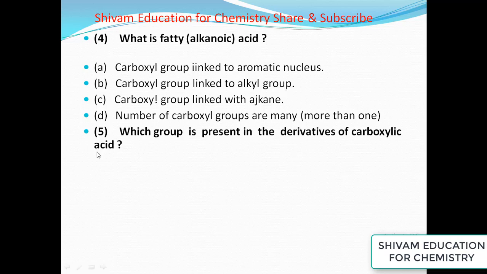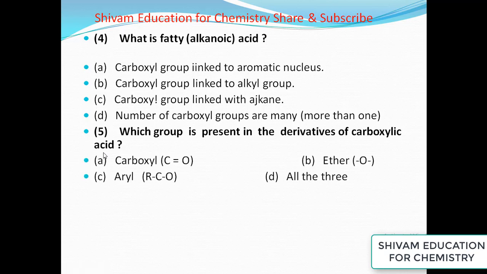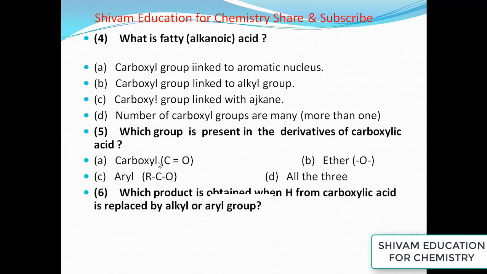Now question number 5. Which group is present in the derivatives of carboxylic acid? Which are considered as derivatives of carboxylic acid? Now carboxylic acid contains carbonyl group. Carbonyl group will be present, or carboxyl group will be present. C double bond O and OH will be there. So the fifth question's answer is A.